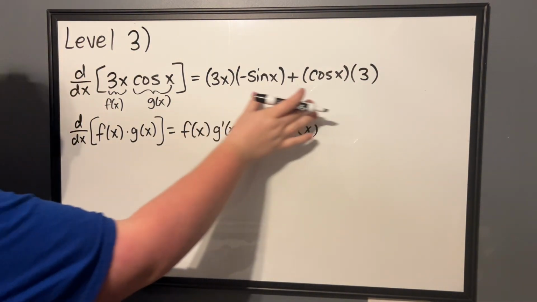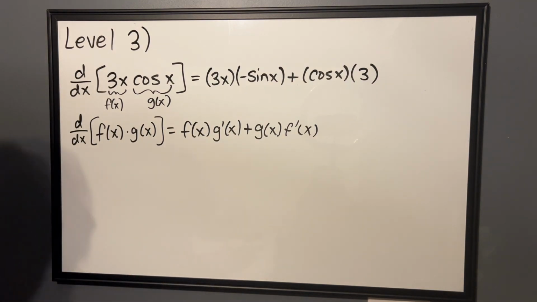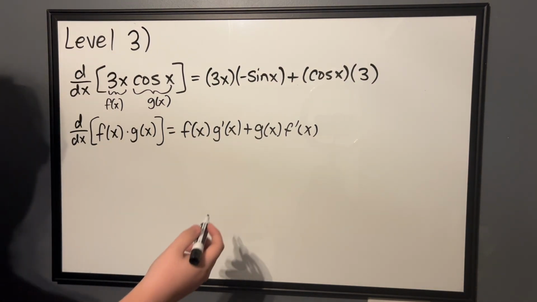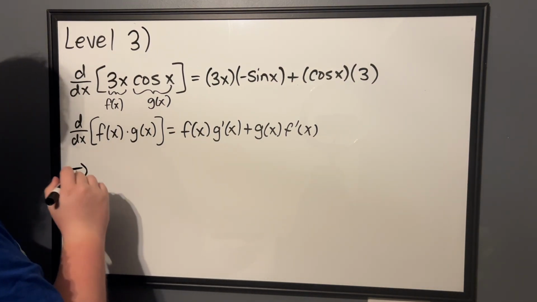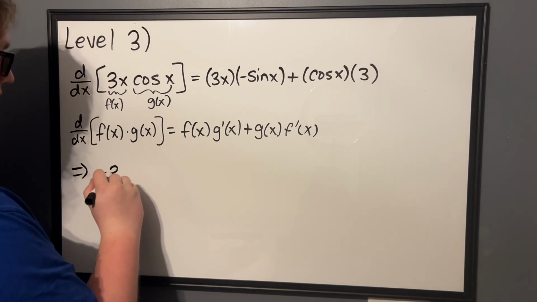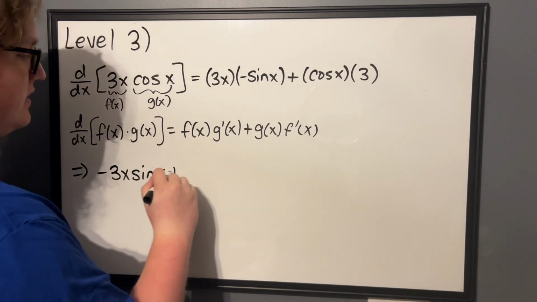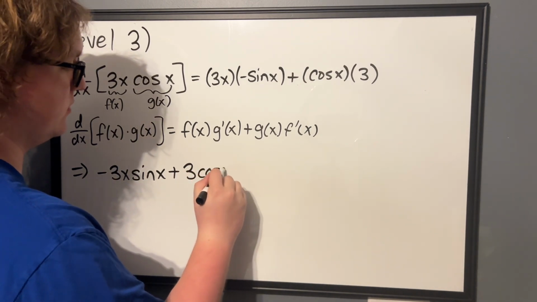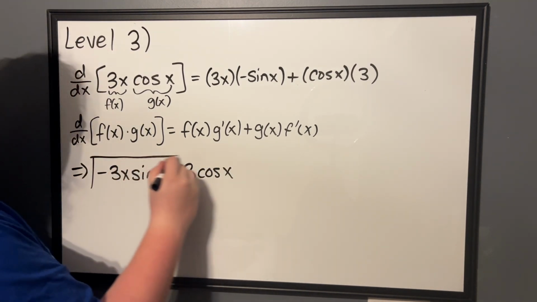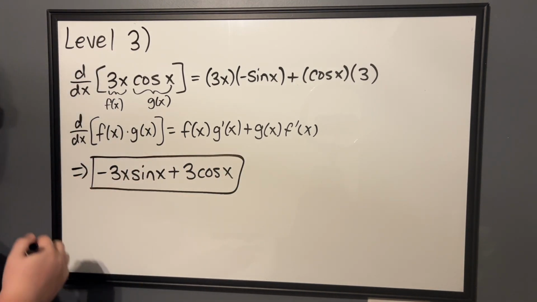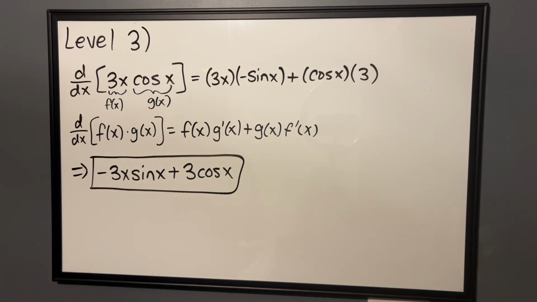So we've taken our derivative here, so now the only thing we can do is just write it in a little bit nicer form. So I'm going to come down here, and I'm going to say this is a minus 3x sine x plus 3 cosine x. And that is the simplified version of that derivative, and that will be our answer for level 3. Okay, so we can go ahead and move on to level 4.